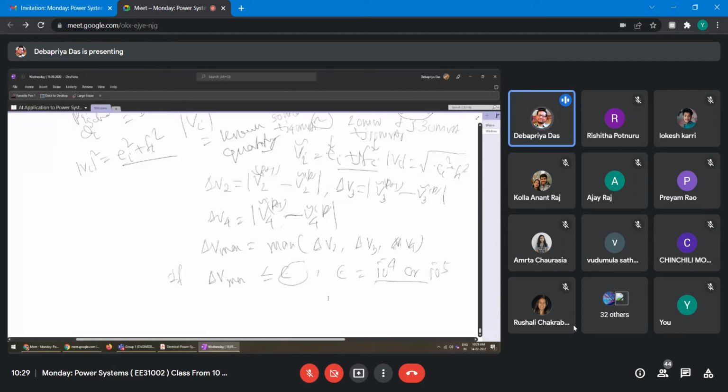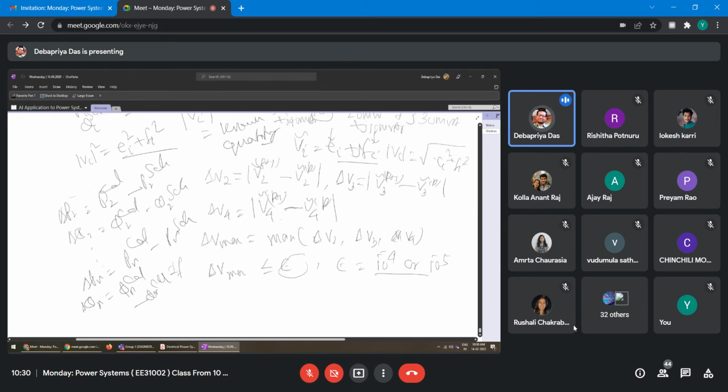That means another thing: suppose we start from bus 2. Delta P2 is given by P2 calculated minus P2 scheduled. I'm making it short. Similarly, delta Q2 is Q2 calculated minus Q2 scheduled. Similarly, in general, delta Pn will be Pn calculated minus Pn scheduled, and delta Qn is equal to Qn calculated minus Qn scheduled, right? What actually in this case?